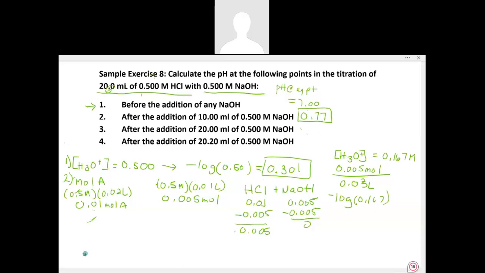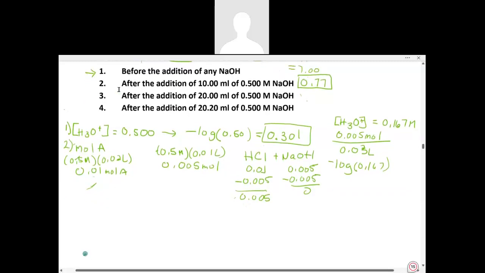Let's take a look at what happens when we add 20 milliliters of the same concentration. So we'll do our mole calculation over here real quick. Moles of acid, moles of base. All right, so moles of acid will be the same, 0.01, because that's what we started with. That's all we have. Now we're going to add the same volume of base. So since it's the same concentration, we know that we're going to have the same amount of moles. So again, these are moles of acid, moles of base.